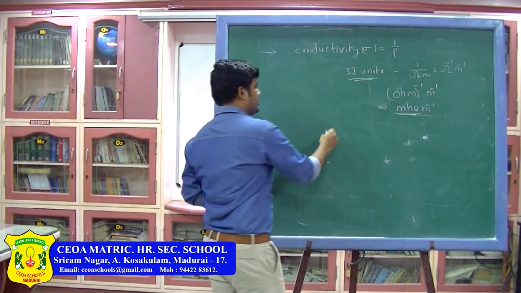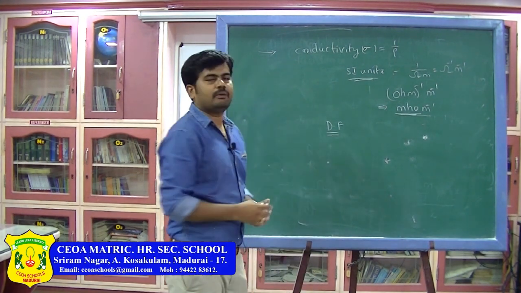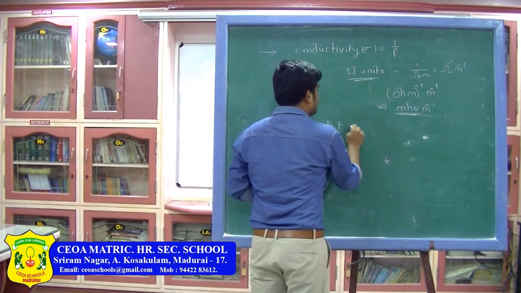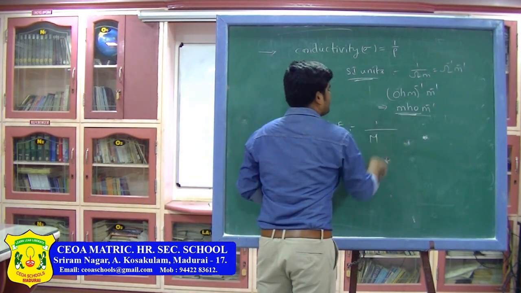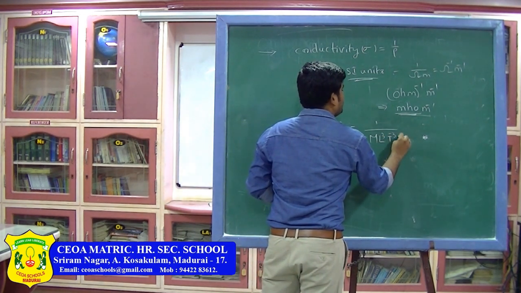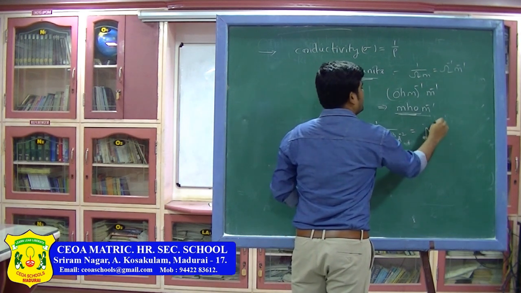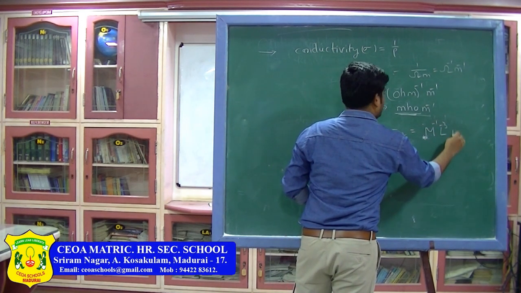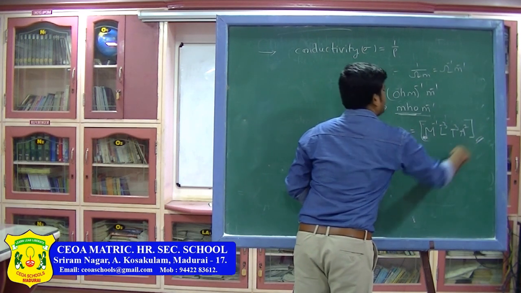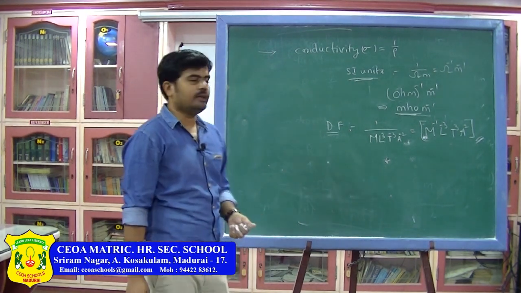Now, let us see the dimensional formula. The dimensional formula for electrical conductivity is the reciprocal of the dimensional formula of resistivity, that is 1 divided by resistivity. The dimensional formula of resistivity is M L cube T power minus 3 A power minus 2. Taking the reciprocal, we get M power minus 1 L power minus 3 T cube A power 2. This is the dimensional formula for electrical conductivity.